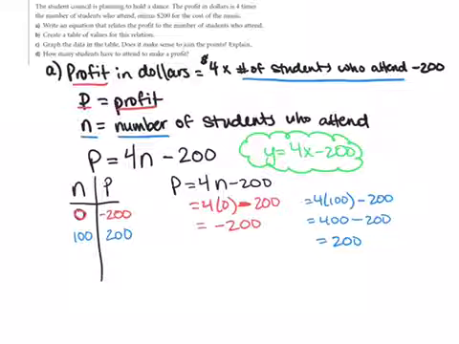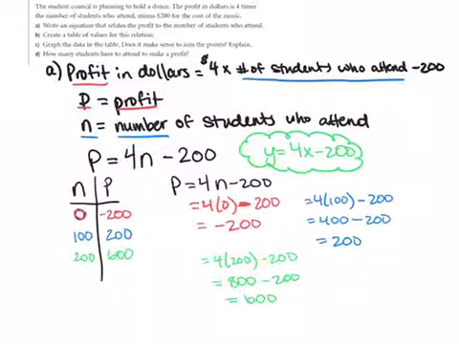And let's just do one more point, because you usually want to do 3 points when you're doing this. Let's just pick, I don't know, let's just pick 200. It's easy. So that'd be 4 times 200 minus 200. So 4 times 200 is 800. 800 minus 200 is 600. So there we have a table of values. Your table of values doesn't have to be big. You can just have a few points.